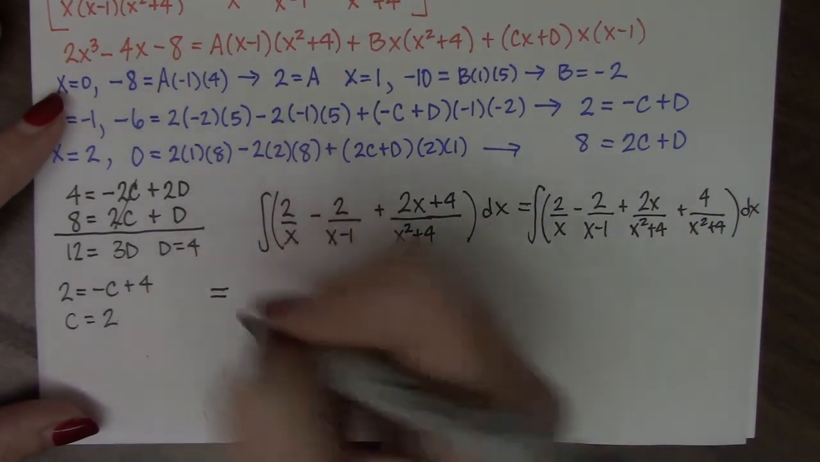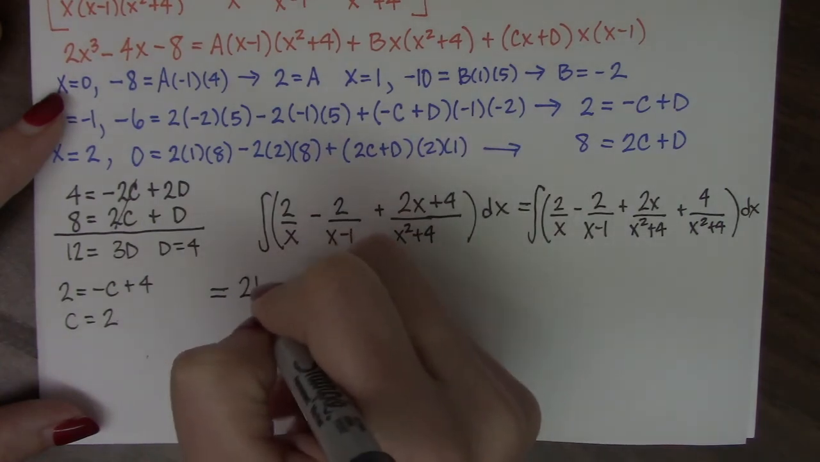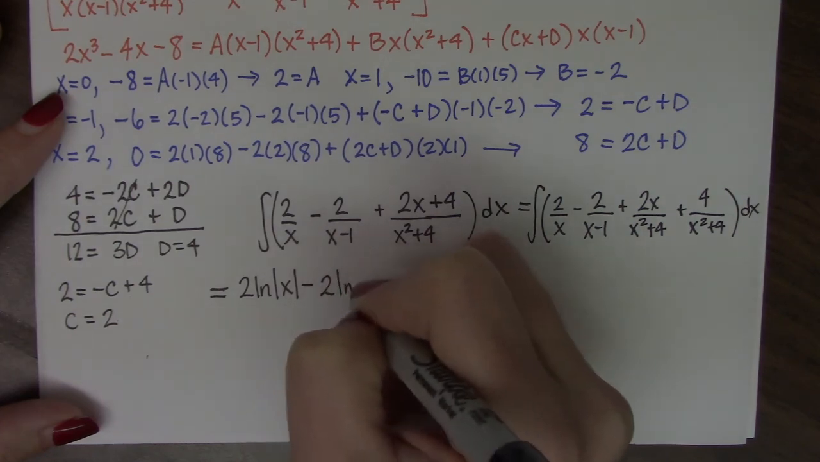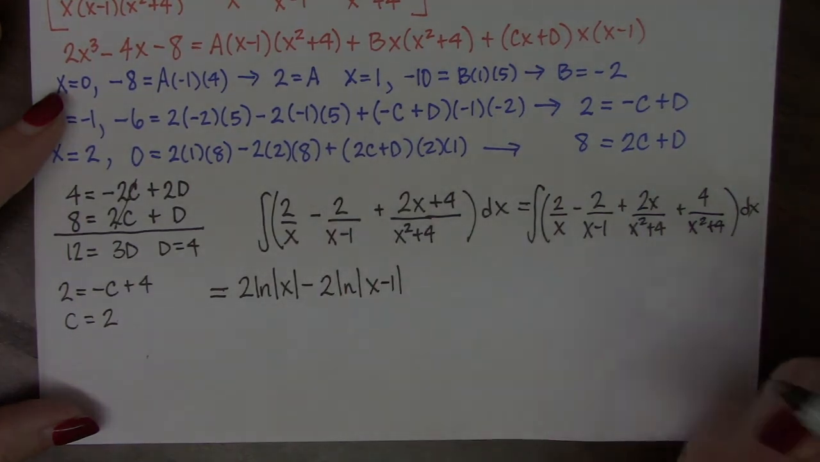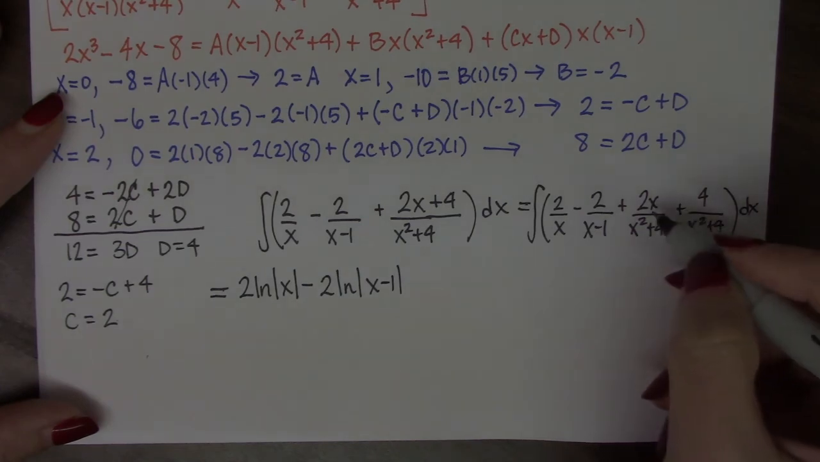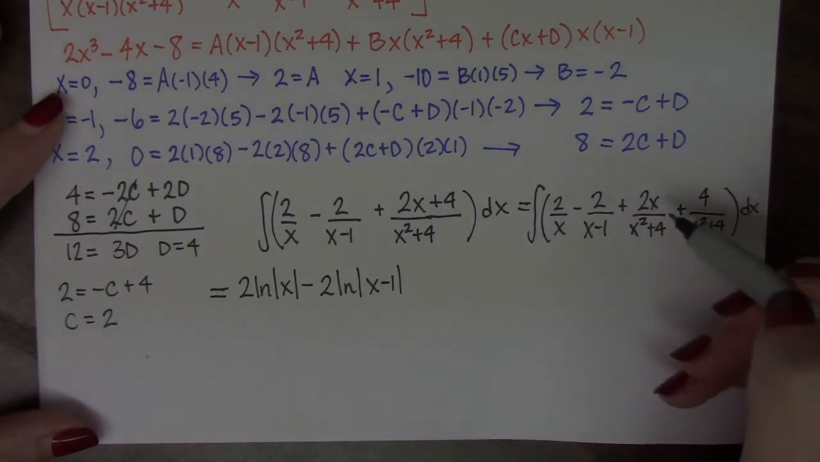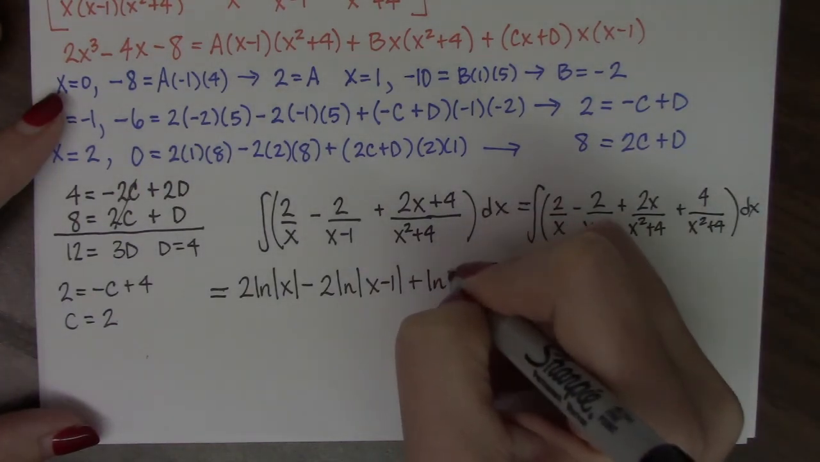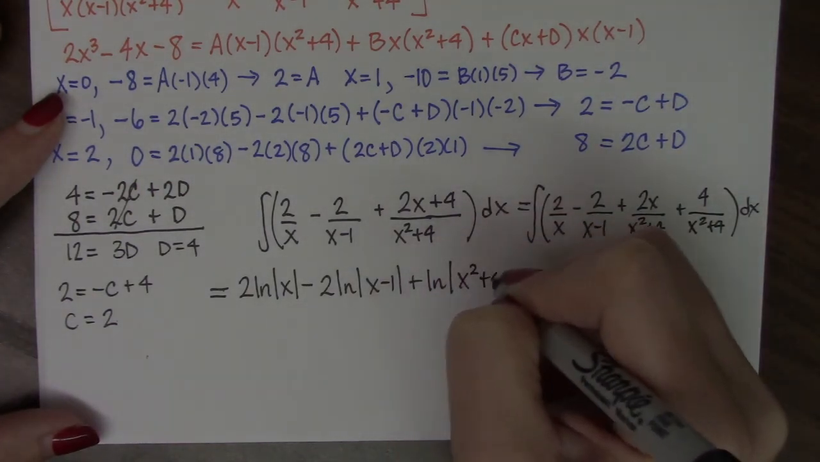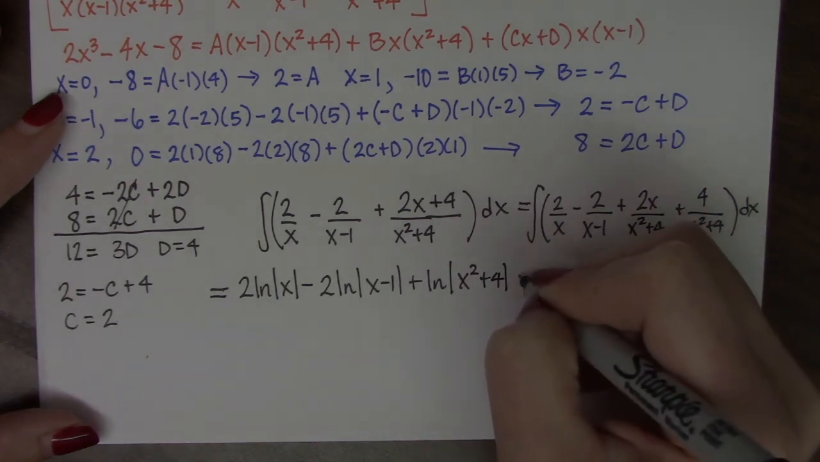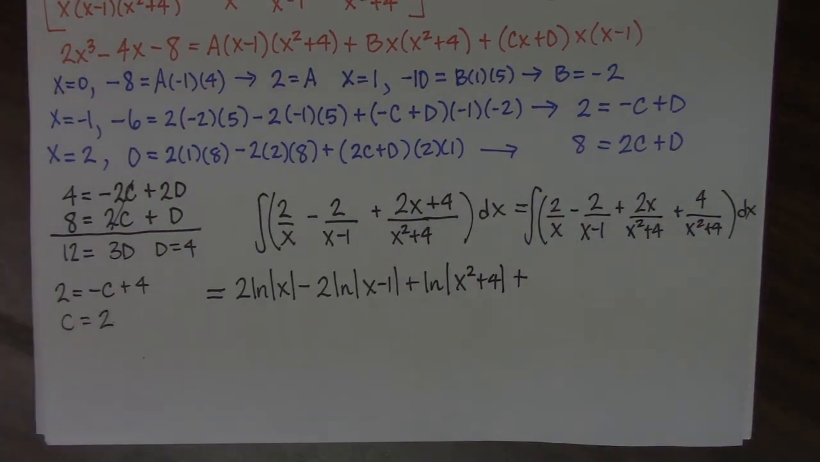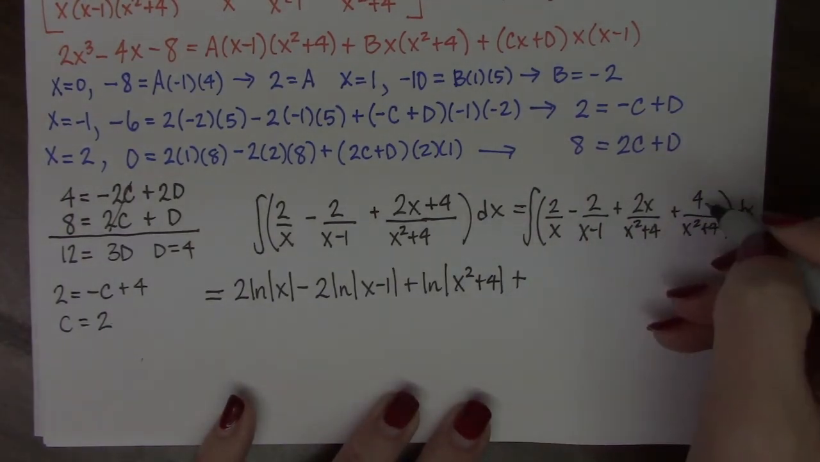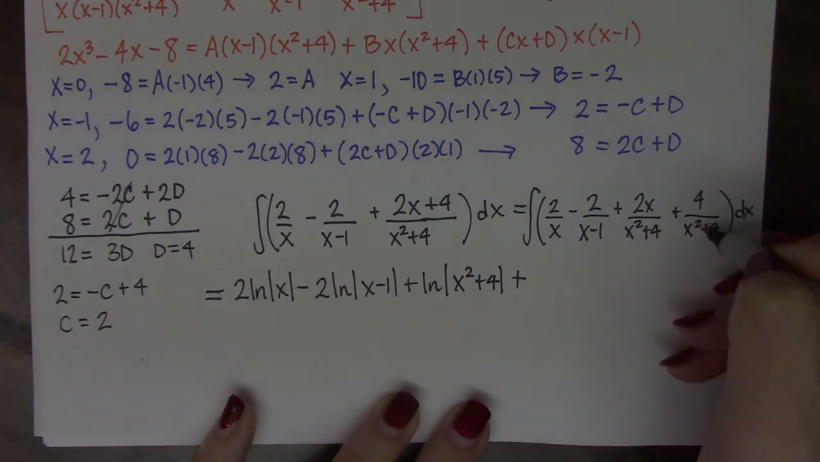So the answer to this is 2 natural log of x minus 2 natural log of x minus 1. This can be done with a u substitution, so you're going to get 1 over u when you do this integral. So this just becomes the natural log of x squared plus 4. And this is actually an arctan, right? And so it's 4 times arctan of x over 2.